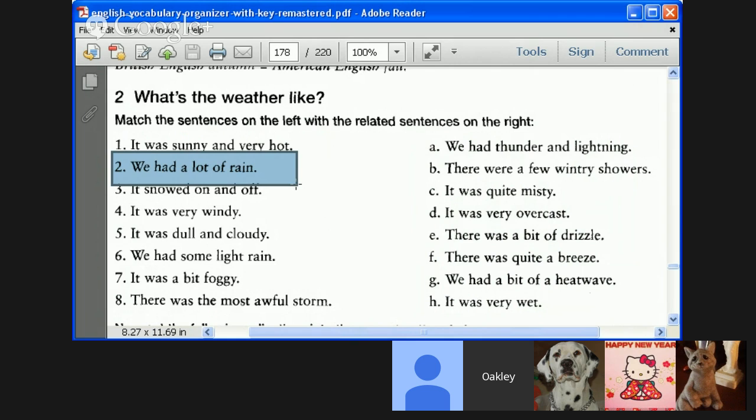Okay, Max, how about number 2 here? We had a lot of rain. I think H. It was very wet. Well, okay, a lot of rain. It was very wet. Rain by itself is kind of non-specific. It just simply means water falling from the sky. So we don't know the intensity of it, but a lot of rain means a good quantity. It was very wet, right? People commonly say, oh, it was a very wet spring. We commonly use this to talk about seasons. It was a very wet summer, whatever, something like that. That's very common.